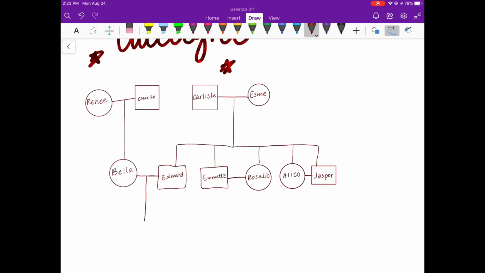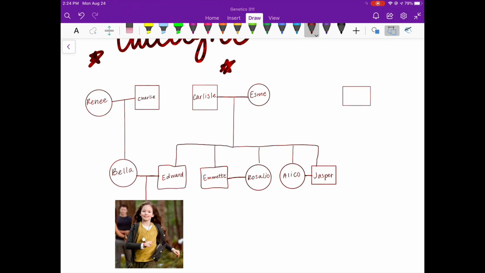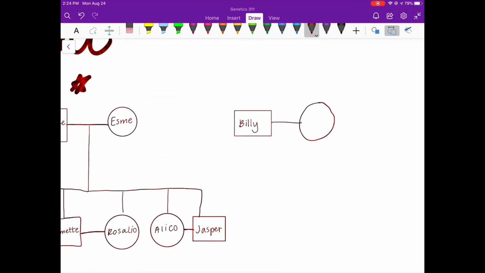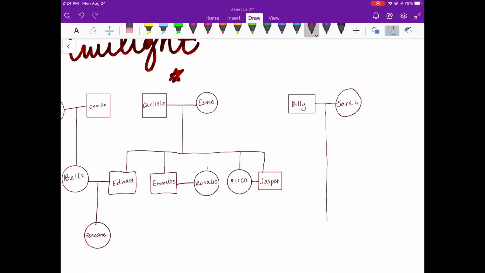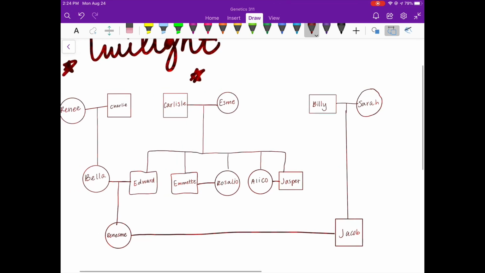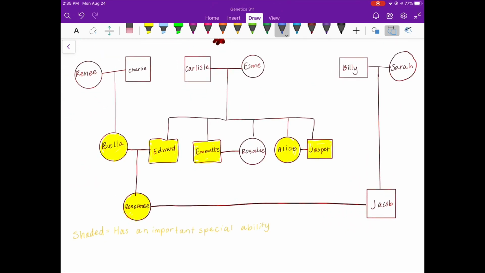So you can see that Bella and Edward have a daughter. There's that 3rd generation. Her name's Renesmee. And then over here we have Billy and Sarah Black, who have their son, Jacob Black, the infamous werewolf who imprints on Renesmee.